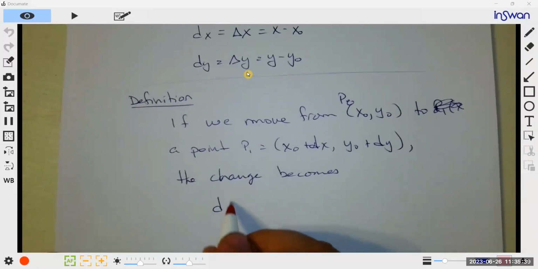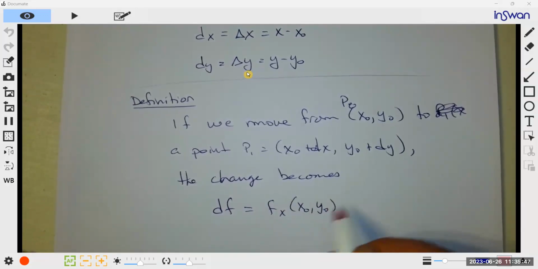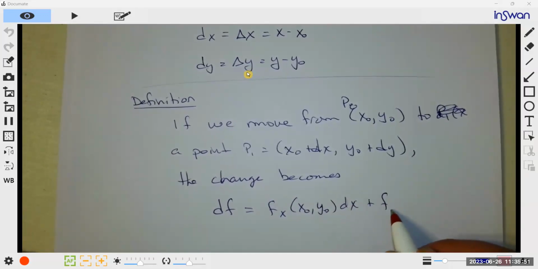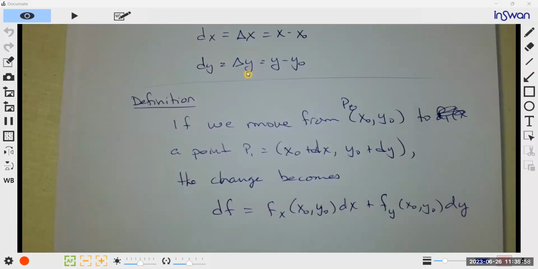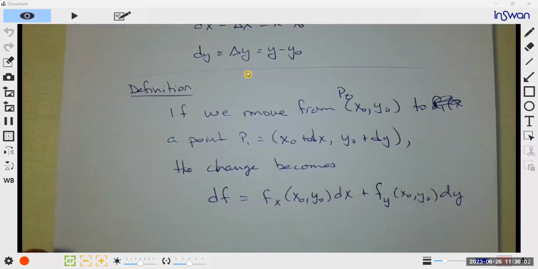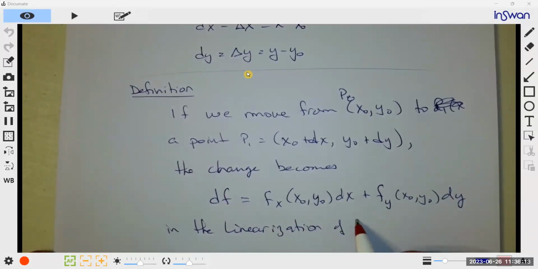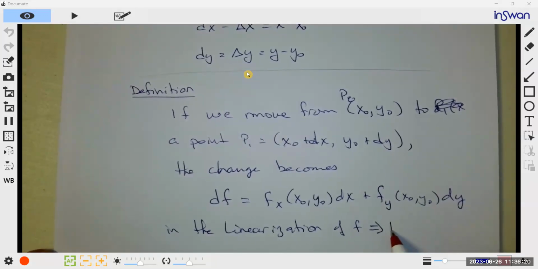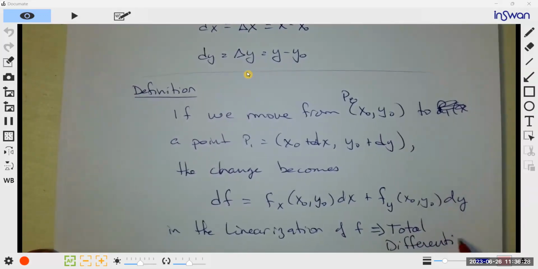The change becomes the differential of f, the derivative of f, is the partial with respect to x at our original point, dx, plus the partial with respect to y at our original point, dy, in the linearization of f. This is called the total differential of f.